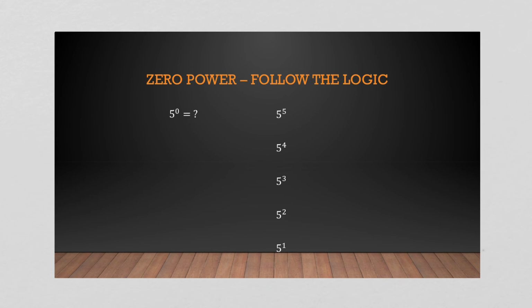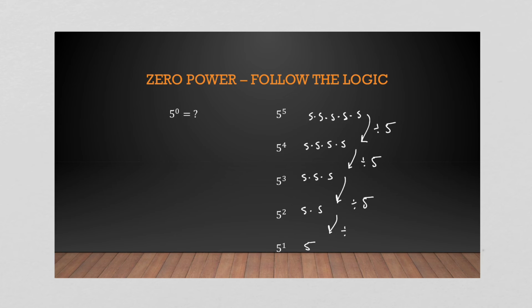Now, what about zero power? Well, follow this logic here. 5 to the power of 5 means 5 times 5 times 5 times 5 times 5. And then to the 4, and then to the 3, and then to the 2, and then to the 1. And if you think about how you got from here to here, well, we lost a factor of 5. We don't just lose them, we divide by a factor of 5, and then we divide by a factor of 5, and then we divide by a factor of 5, and then we divide by a factor of 5.